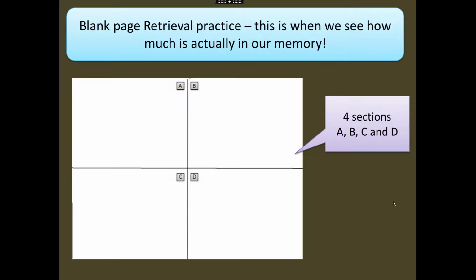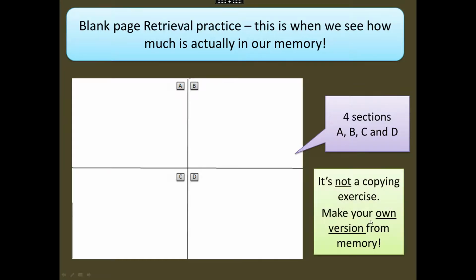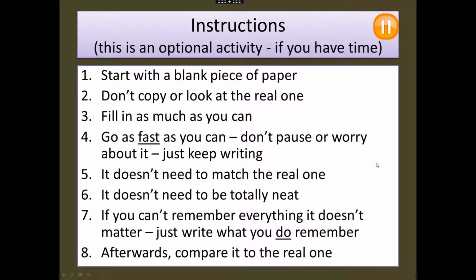Now, it doesn't have to look exactly like the original Knowledge Organiser. It's your own version. So write in as much as you can. Then you can always check against the real Knowledge Organiser to see how much you got right, and how many things there were that you forgot. It's normal to forget things, right? Now, it's not a copying exercise. Don't sit and copy the real Knowledge Organiser from the screen. Do your own version from memory, and then, if you want to look at the real one, add in some detail afterwards. Right, so here's some instructions, but this is optional and only if you have time.